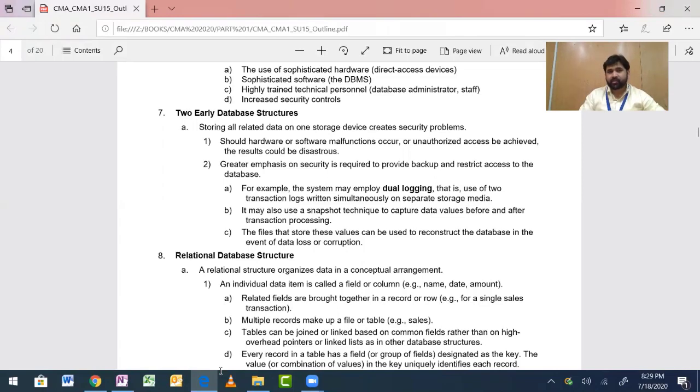They're talking about this early database structure and they haven't given anything about it. Maybe these were the early stages of database structures.